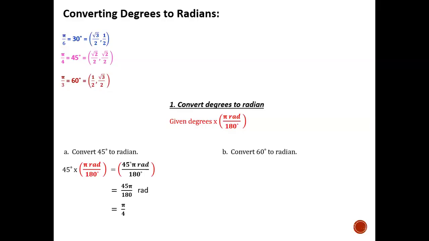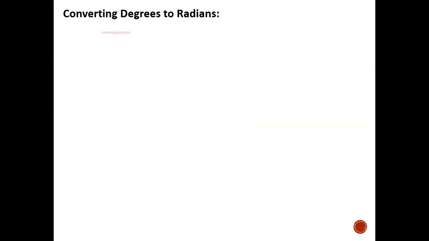So let's do B, convert 60 degrees into radians. And again, our answer should be pi thirds. We're going to multiply 60 degrees by pi radians over 180. Okay, we're going to cancel out the degrees, and then we are left with 60 pi over 180 radians, and then we just simplify the values, which leaves us with pi thirds radians. Okay. All right, so let's do one more, converting degrees into radians.